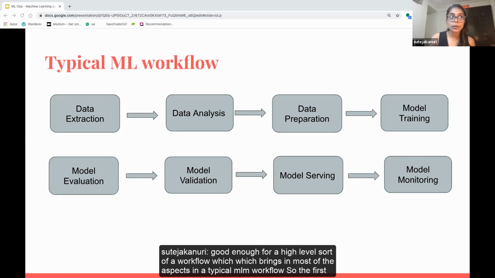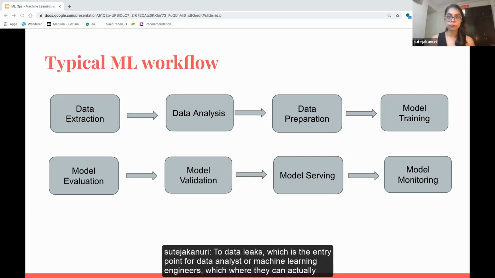So the first one starts with data extraction. As everyone knows, data extraction is the phase where we select the different data sources and bring those data sources to data lakes, which is the entry point for data analysts or machine learning engineers, where they can actually analyze the data. Moving on to the second phase, which is called the data analysis phase.